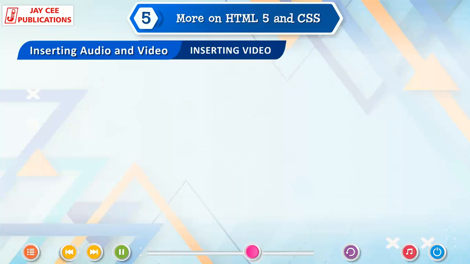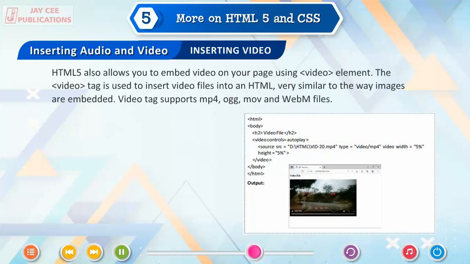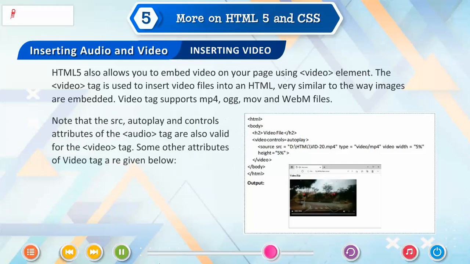Inserting video. HTML5 also allows you to embed video on your page using the video element. The video tag is used to insert video files into an HTML page, very similar to the way images are embedded. The video tag supports MP4, OGG, MOV and WebM files. Note that the src, autoplay and controls attributes of the audio tag are also valid for the video tag. Some other attributes of the video tag are given below.